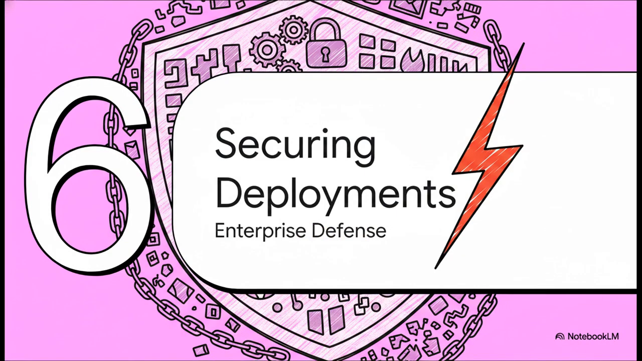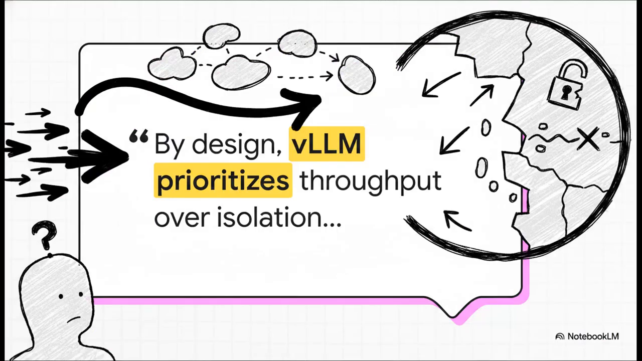And finally, Section 6, Securing Enterprise Deployments. Just when this architecture seems totally invincible, we have to sharply pivot. We need to talk about the existential security flaws inherent in vLLM's default settings. The harsh reality here is that, by design, vLLM prioritizes throughput over isolation.